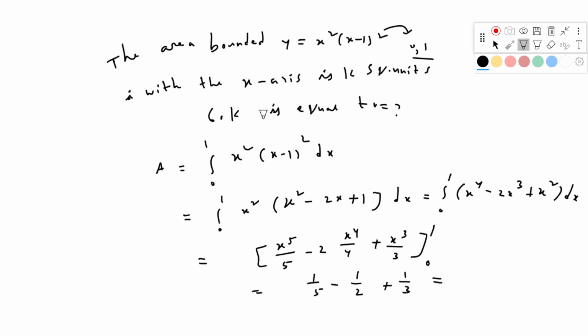Take the LCM of this. You will get 6 minus 15 plus 10 over 30, because the LCM of 5, 2, 3 is 30. 30 into 1 by 5 is 6, 30 into 1 by 2 is 15, and 1 by 3 into 30 is 10. So 6 minus 15 plus 10 by 30. So what is the value? 1 by 30 is the answer.